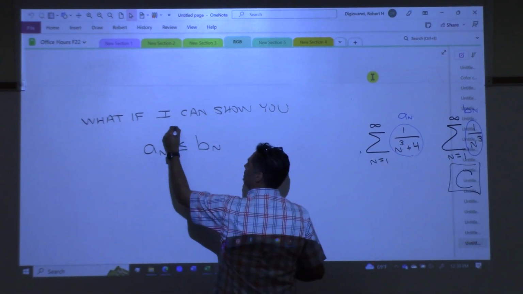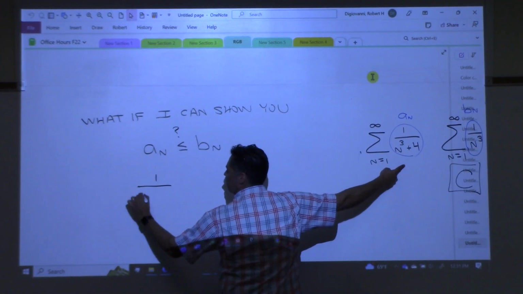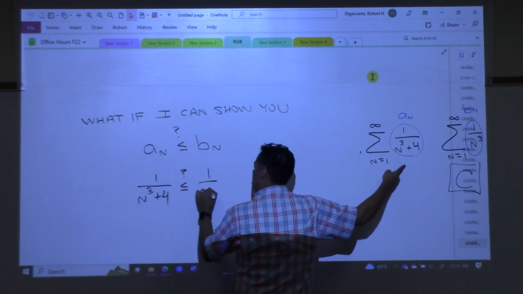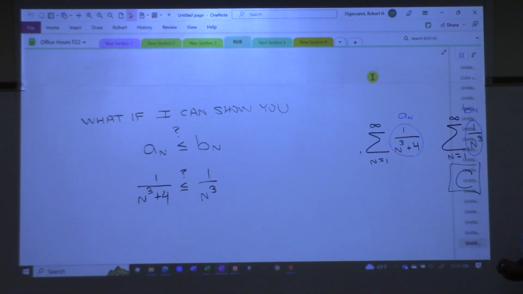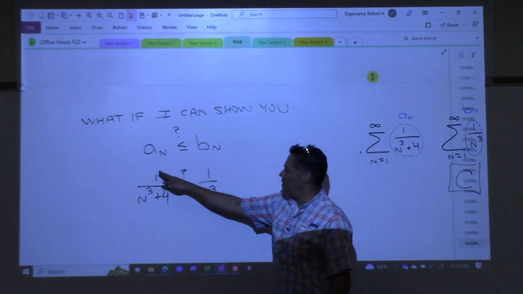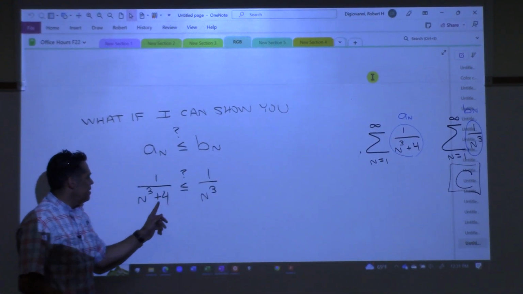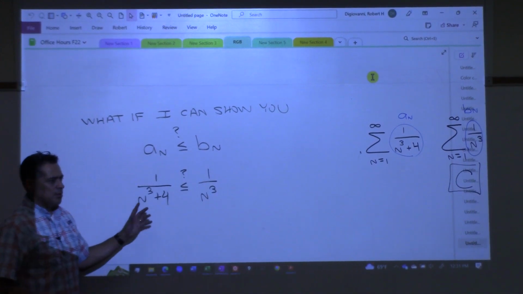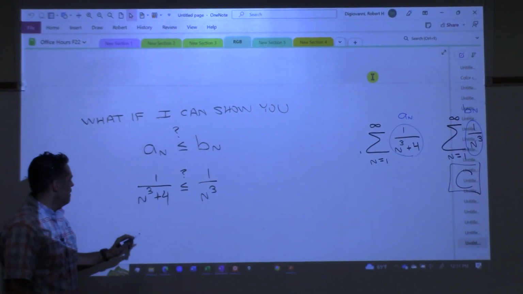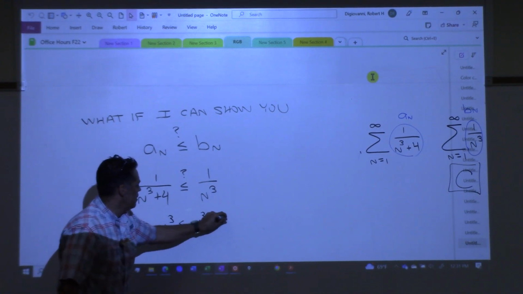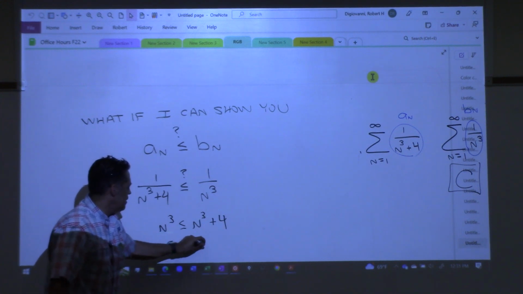Is this true? Well, let's write down A sub n. Is that true? How could you solve that inequality? You could just cross multiply, right? You don't have to worry about flipping the inequalities because these are always positive numbers. So as long as they're positive, you can multiply both sides. So this is the same as n cubed is less than or equal to n cubed plus 4. But that's saying 0 is less than or equal to 4.